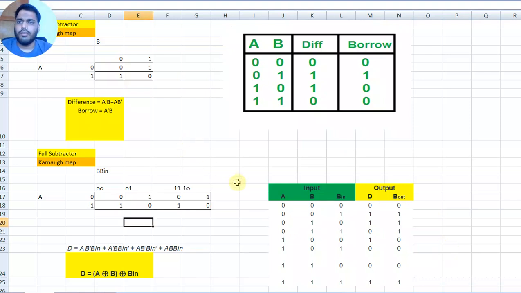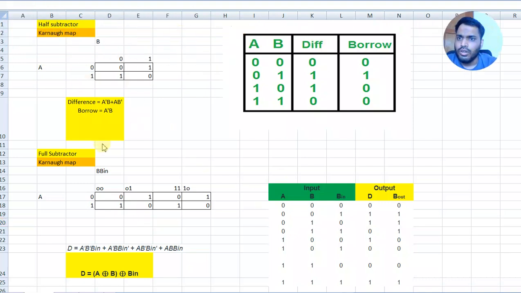Yeah, welcome back. So this is the video especially towards explaining the K map. What is K map? That is Karnaugh map and how it is written for both half subtractor and full subtractor. Similarly, you can derive the K map for the half adder and the full adder. So for half subtractor, the K map is written in this way.